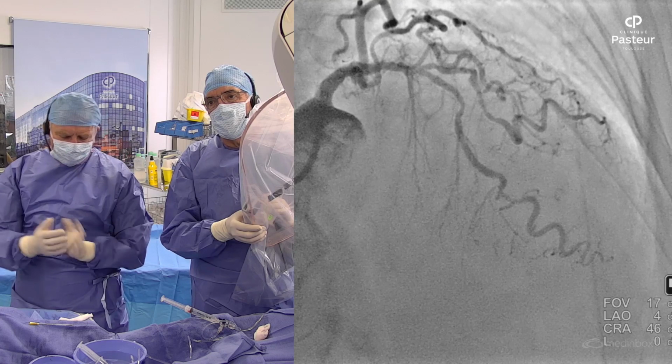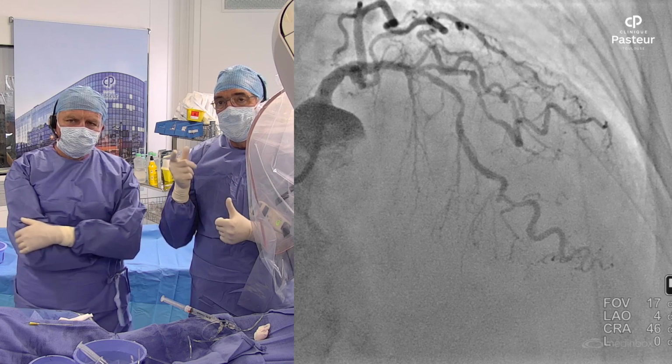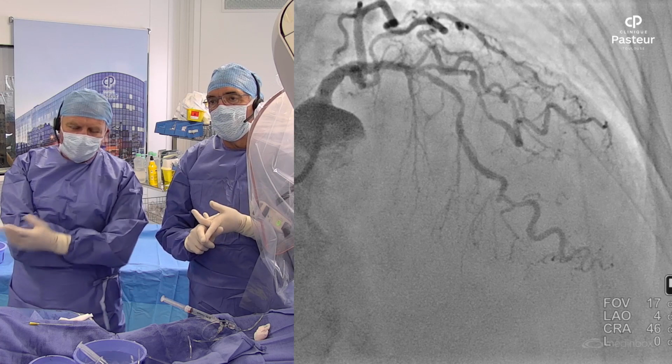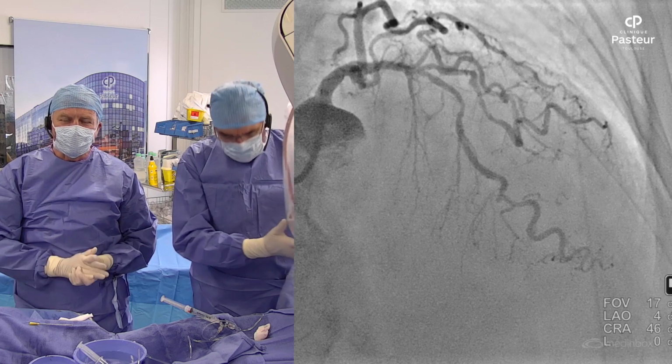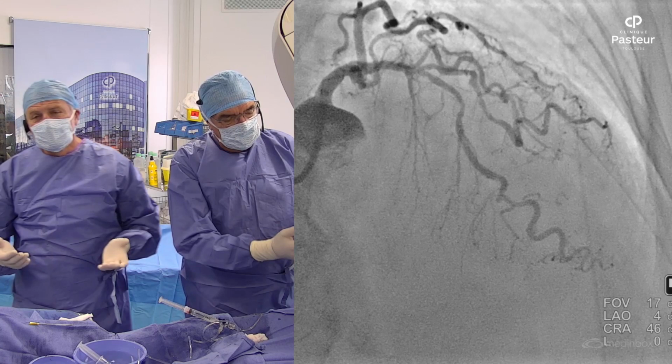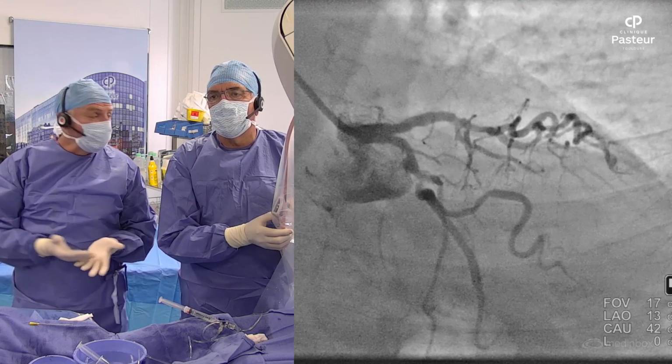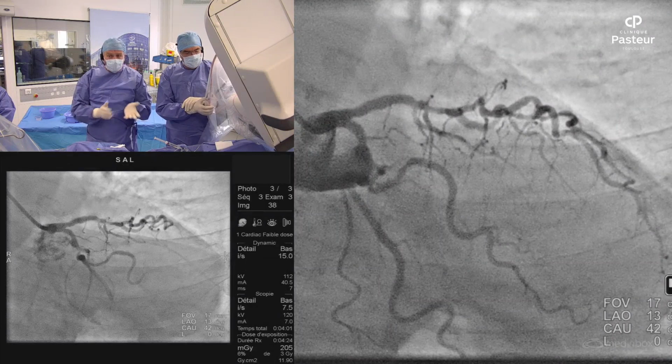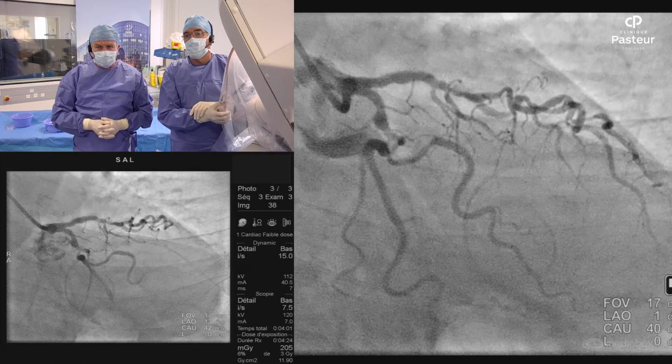So Bruno, now we have seen the different views, LCX, OM1, OM2, and LAD, major diagonal. So now we have to talk about what the strategy will be. For sure, for the left circumflex marginal, we will put two wires. We will wire both branches. I think that here the two branches are diseased at the ostium, so we need to wire. Then we will predilate the first marginal branch because it's a long lesion. We will not predilate the second marginal; from the beginning, we decided not to predilate the second marginal.